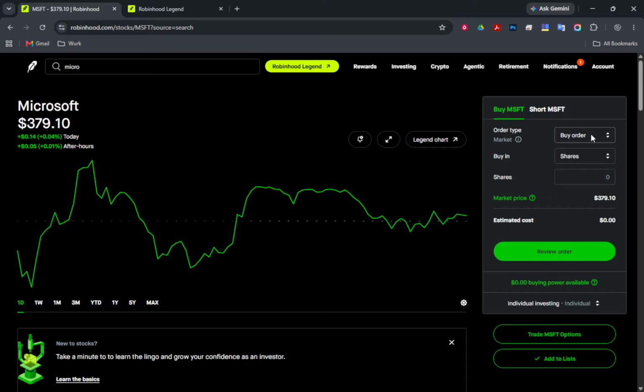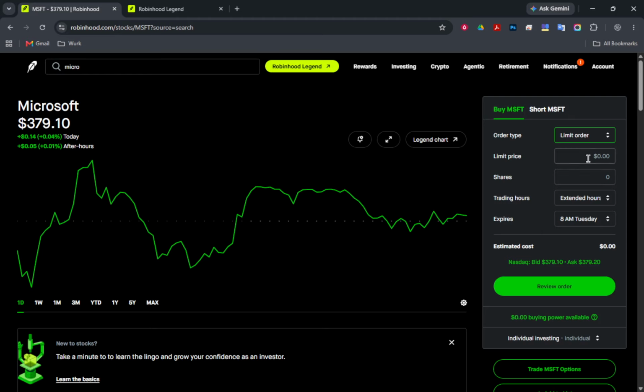Now you will need to choose a limit order. Change the order type to limit order and enter the number of shares you want to trade along with your limit price. Robinhood's trading venues do not support market orders during extended hours sessions, so limit orders are your go-to option. This step ensures that your trade will only execute at the price you set or better, providing you with control over your investment decisions.